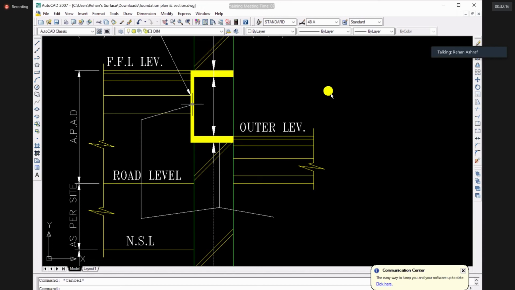Remember, this vertical DPC is always on the inner side. If it is provided over here on the outer side, it won't work. So it would only work when it is applied on the inner side. Why? Because moisture is entering from this side. That is the reason.